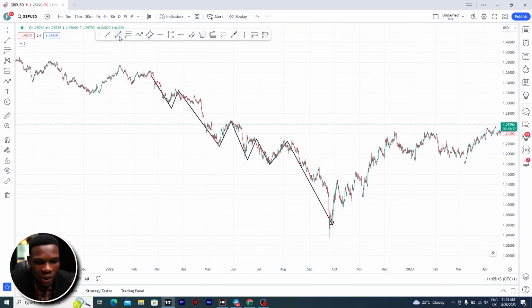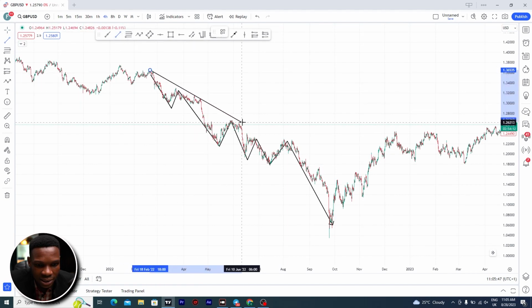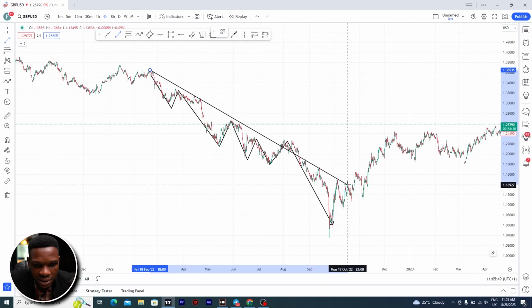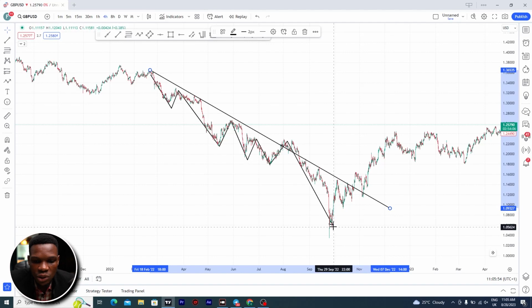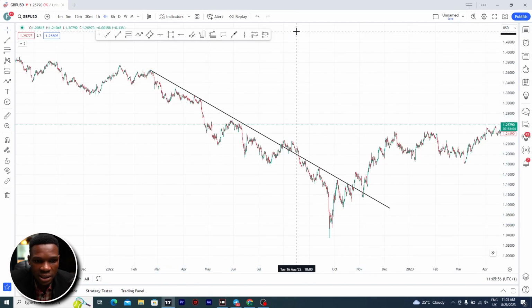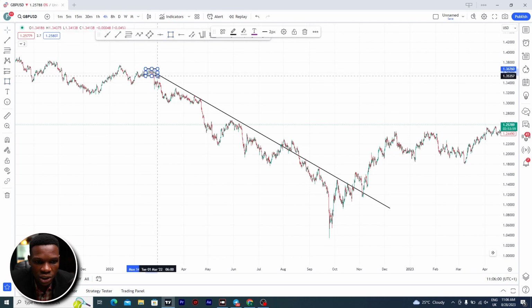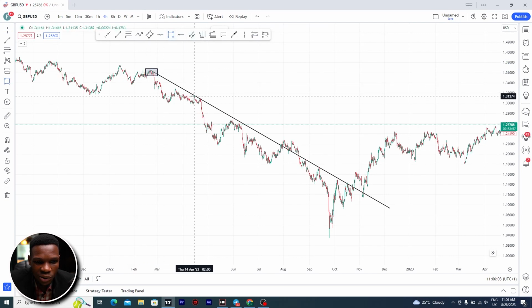draw a trend line, and whenever we notice a trend line break. You see, here is a trend line. Yeah, this is a trend line. Now, let me show you why this trend line is first of all valid. This is the first touch of the trend line. This is the second touch of the trend line, right?